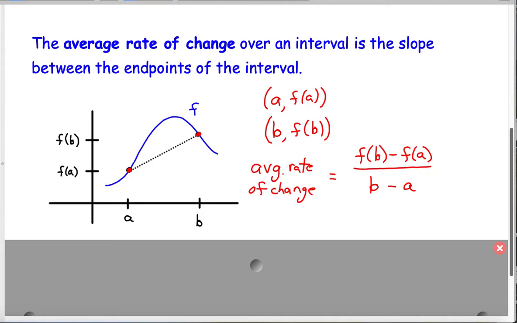Now, could I reverse those? Sure. I could say f of a minus f of b over a minus b. But if I factor out a -1 on top and bottom, I would get this. So here's your average rate of change calculation. And the reason we use this notation, you'll see shortly when we start talking about instantaneous rate of change.